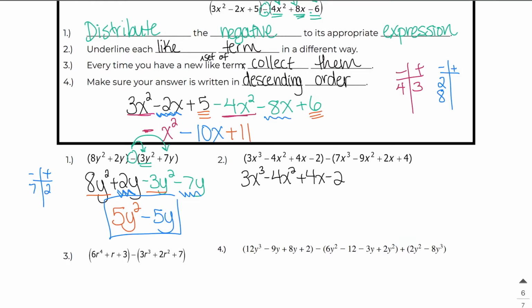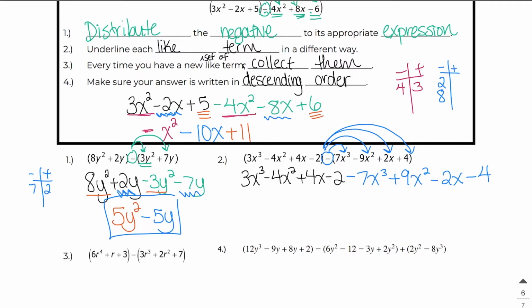And then I'm going to distribute this negative through here. So when I distribute this negative to this 7x to the power of 3, I get minus 7x to the power of 3. When I distribute it to the negative 9x squared, I get positive 9x squared. When I distribute it through to the 2x, I get negative 2x. And then when I distribute this through to the positive 4, it becomes a negative 4.